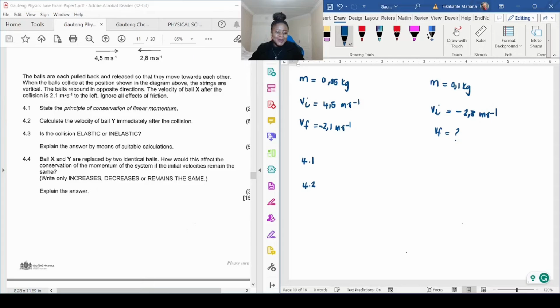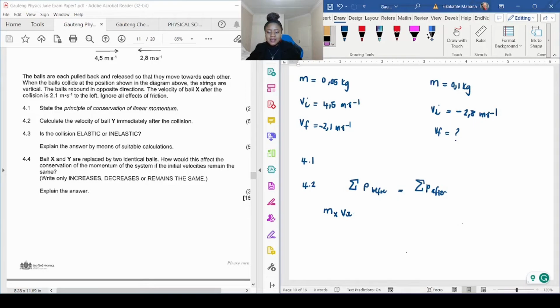We'll go to 4.2. So it says calculate the velocity of ball Y immediately after the collision. Okay, so we know, like we said, they came together and then they rebounded. So whatever value we're going to calculate for Y should be positive because it's going to go to the right. So let's see. According to our definition, the total momentum, or the sum of the momentum before the collision, is equal to the sum of the momentum after the collision. Okay, so basically we have the mass of X and the velocity of X.